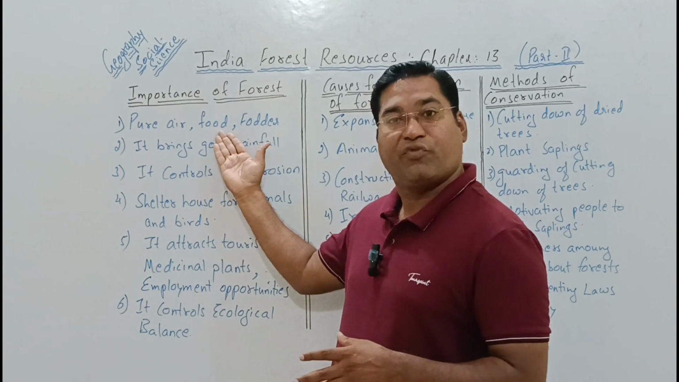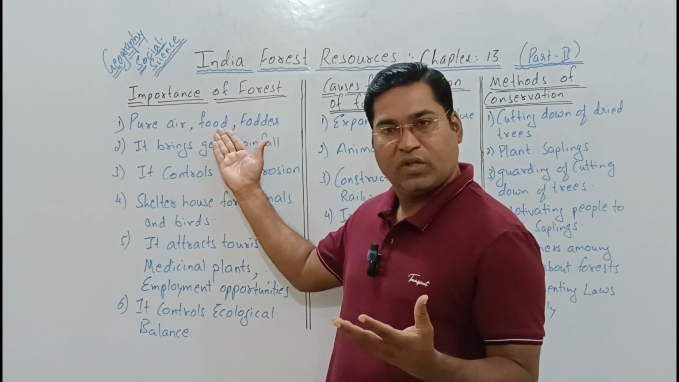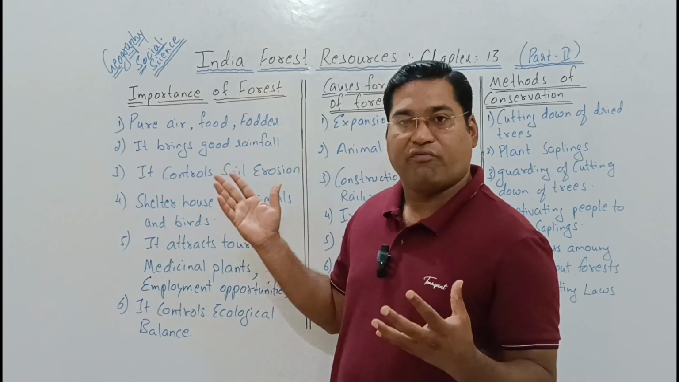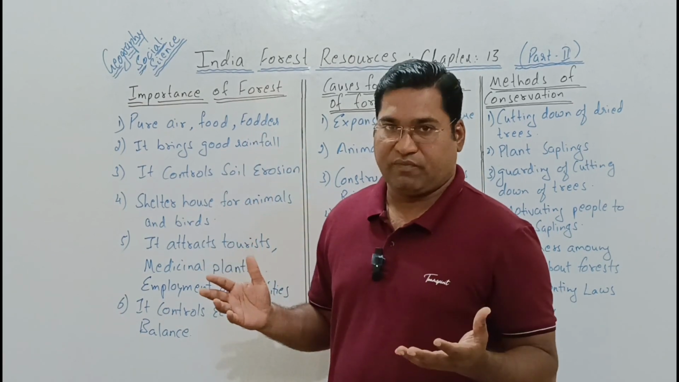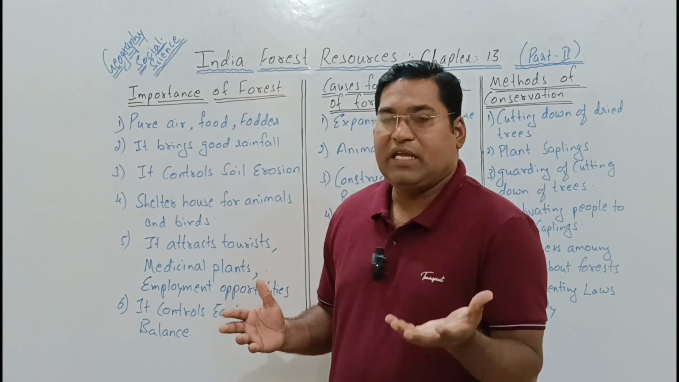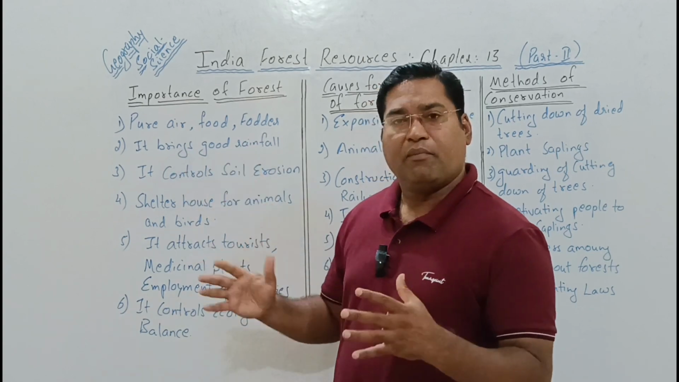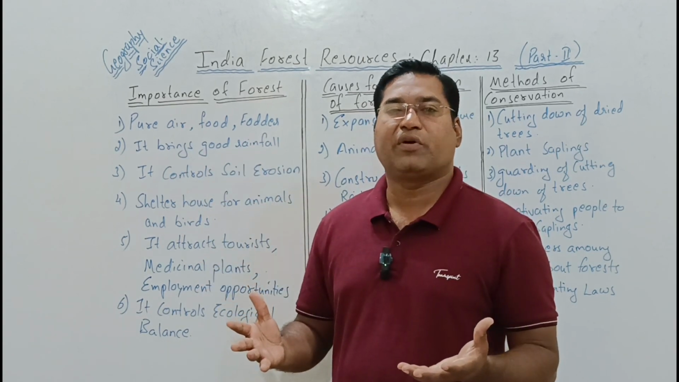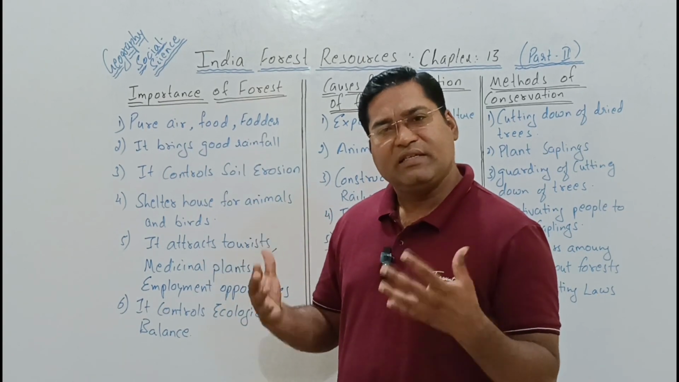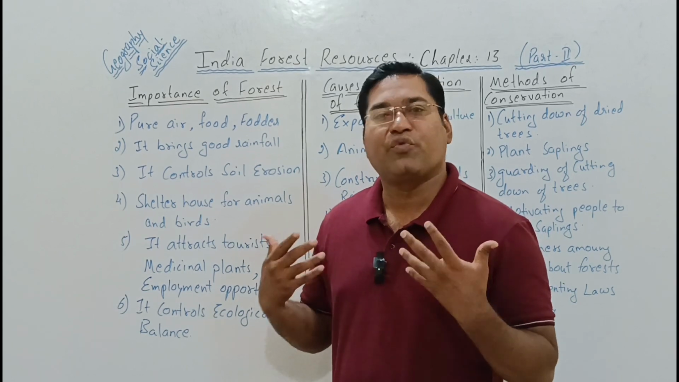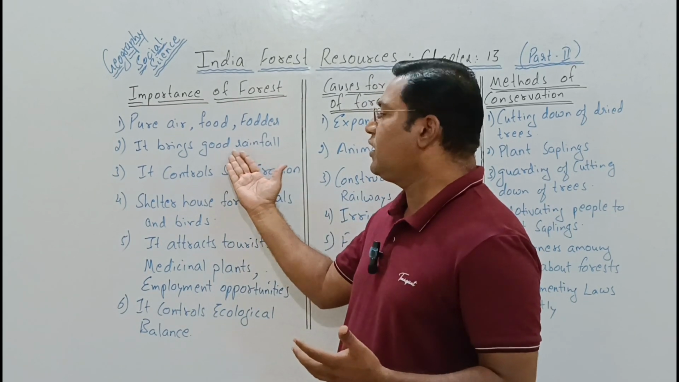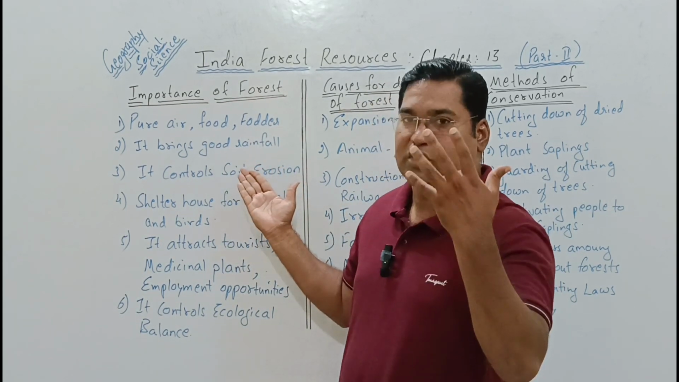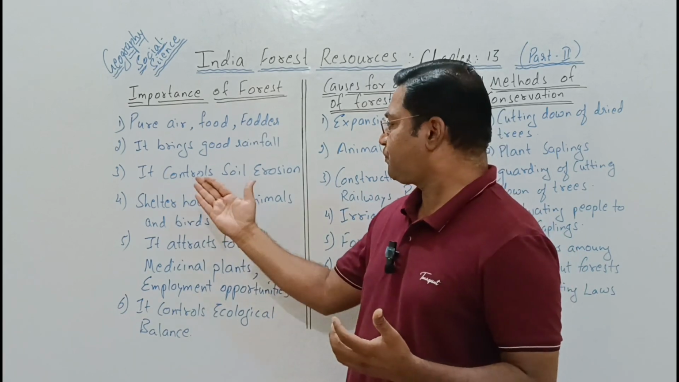It also provides us food in the form of fruits. It provides fodder for the animals. Fodder for whom? For the animals. Moreover, if a huge amount of trees are there, then these trees attract the monsoon winds, which bring good rainfall also. So they are responsible for good rainfall.